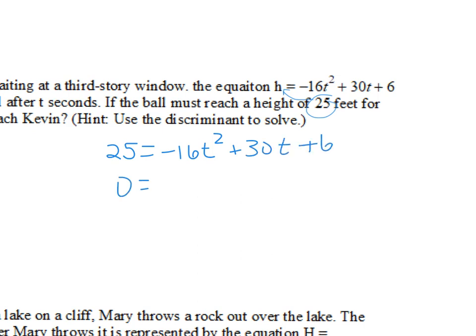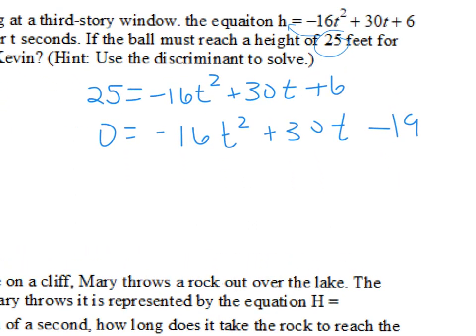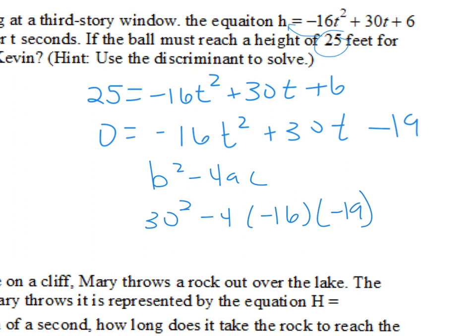Now you do need to go ahead and set it equal to 0. So negative 16t squared plus 30t minus 19. Okay, so now the discriminant will tell us whether or not we're going to have any answers. So that'll tell us whether or not it's actually going to make it up to 25 feet. So now using your b squared minus 4ac, I get 30 squared minus 4 times negative 16 times negative 19. Okay, so now go ahead and plug that in to your calculator, and I got negative 316.